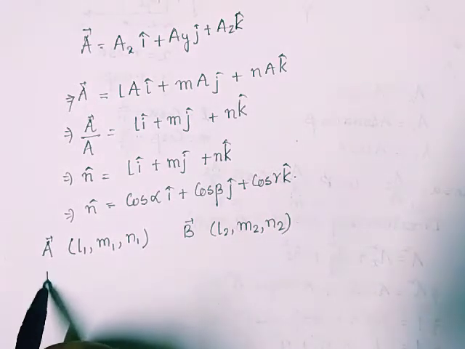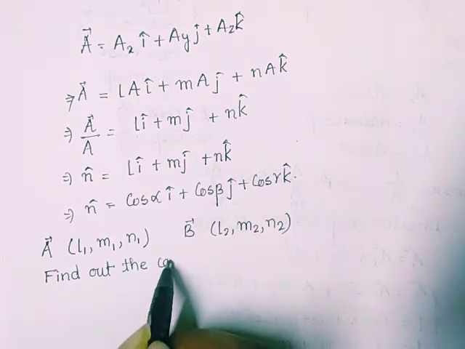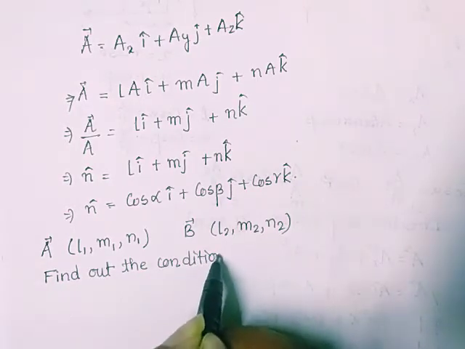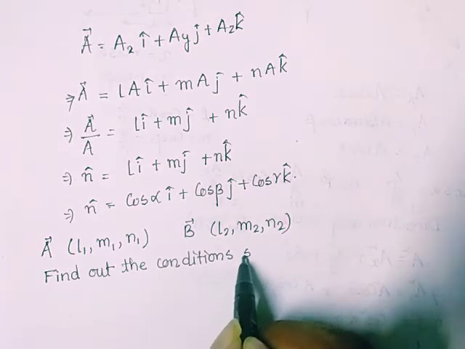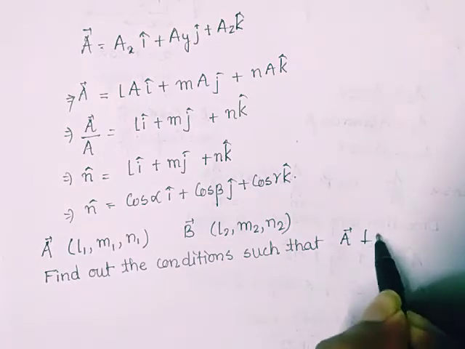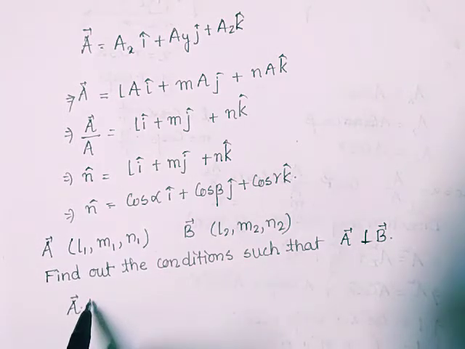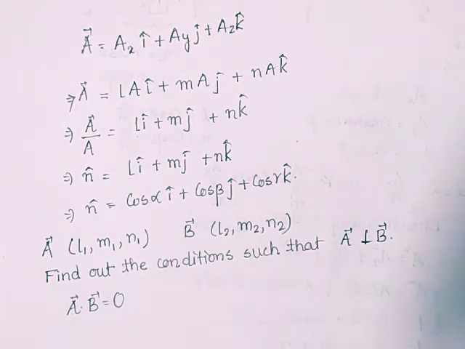Find out the condition such that a vector is perpendicular to b vector. If the a vector is perpendicular to b vector, then we can write a dot b equal to 0. If the two vectors are perpendicular, at that time we have a dot b equal to 0.